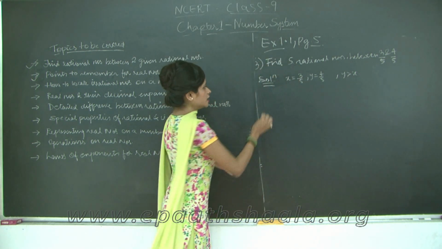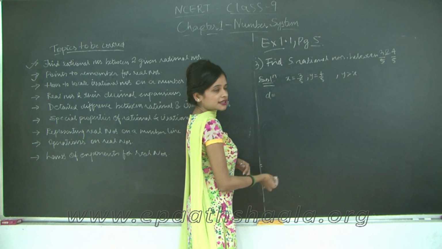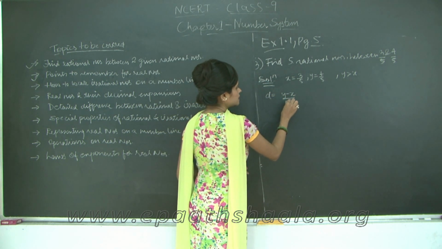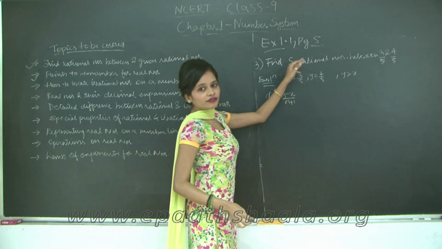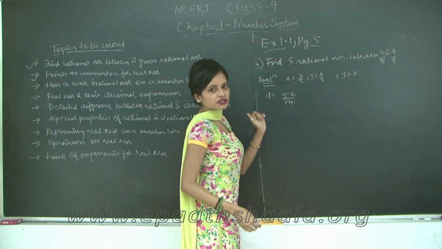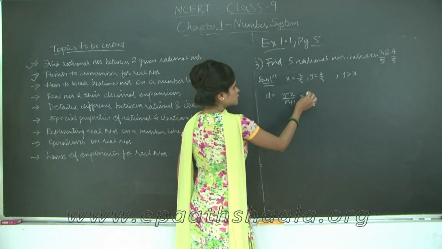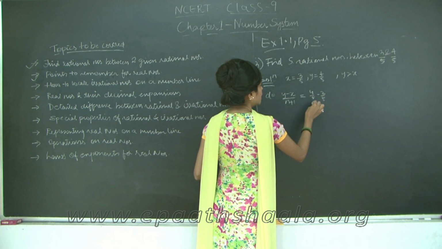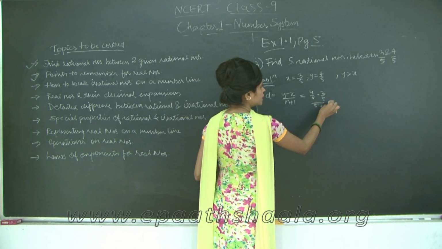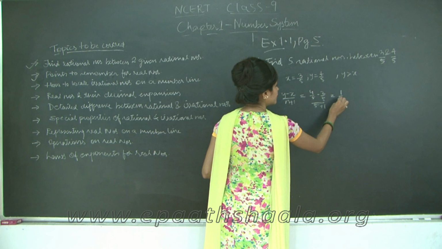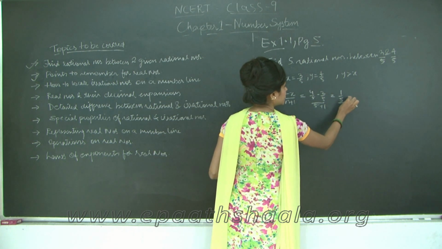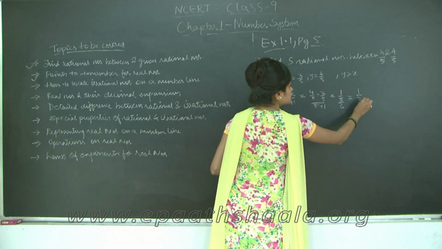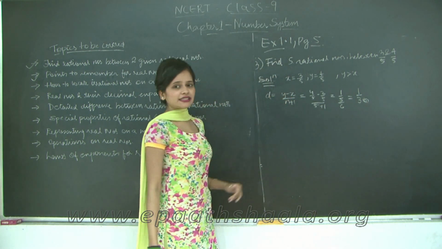Therefore I need to find a number d, which is the difference, such that d is equal to (y minus x) upon (n plus 1). N is the number of rational numbers that I need to find, so n becomes 5. So this is equal to (4 upon 5 minus 3 upon 5) upon (5 plus 1). This is 1 upon 5 upon 6, which is nothing but 1 upon 30. Right. So my d is 1 upon 30.